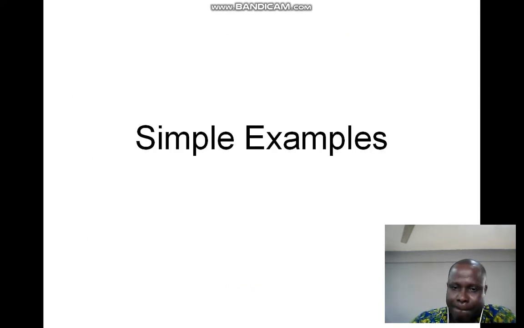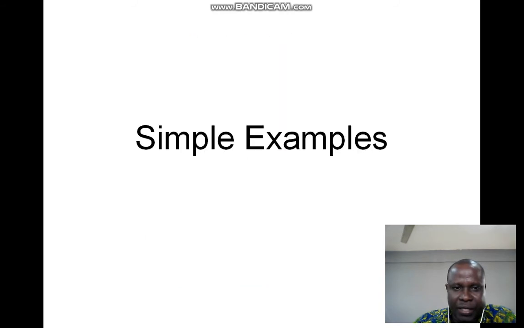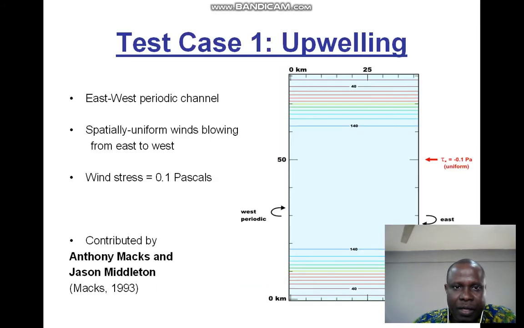So now I'll just talk a bit about some simple test cases. For instance, if you try using some of these models, they have some cases that you can use to help you set up the model and learn how to use it. So this is just an example of that. The Upwelling case is a typical, classical one for ROMS modeling.